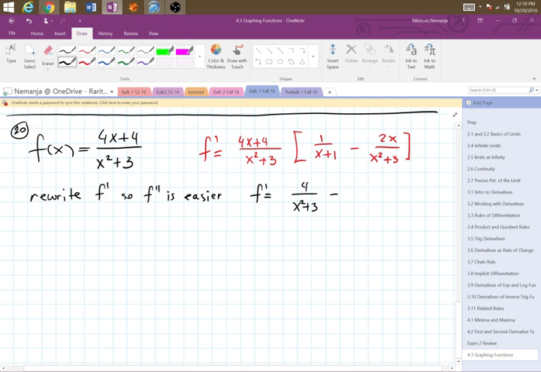They cancel because this becomes the denominator, right? 4x plus 4 is the denominator, and the derivative of 4x is 4 on top. So this factor and this one cancel.